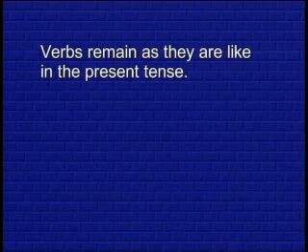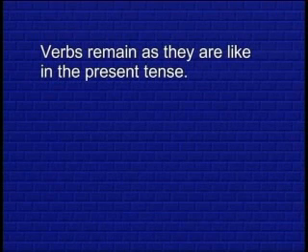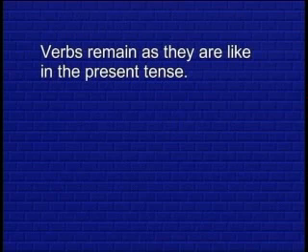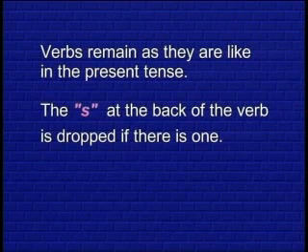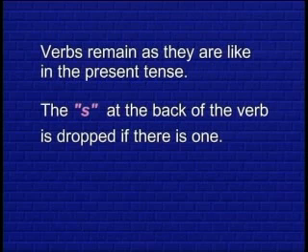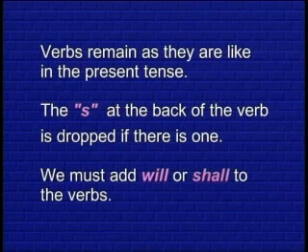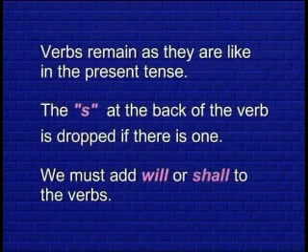For the future tense, there are 3 simple rules to follow. 1. Verbs remain as they are like in the present tense. 2. The s at the back of the verb is dropped if there is one. 3. We must add will or shall to the verbs. As a rule, I and we use shall followed by the verb, but all the other nouns use will.